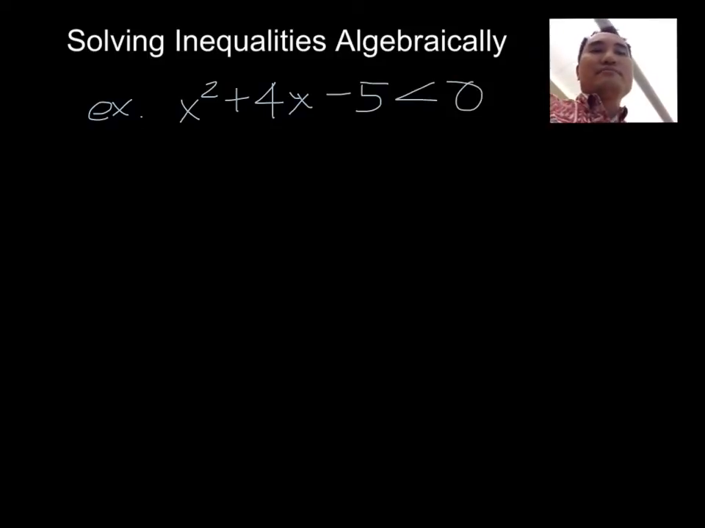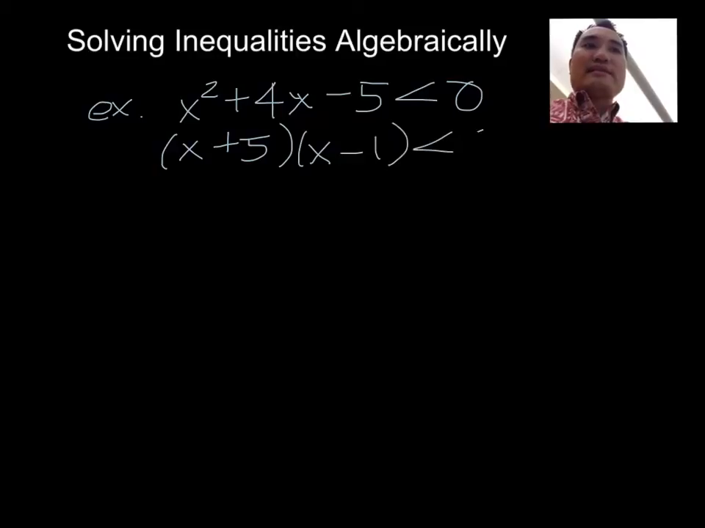The last type of question has to do with a quadratic within an inequality. The best way to talk about this is to start off with an example. Let's say I have x squared plus 4x minus 5 is less than 0. Whenever you have a quadratic in an inequality, you want to first factor the quadratic. So you have (x plus 5)(x minus 1) is less than 0.